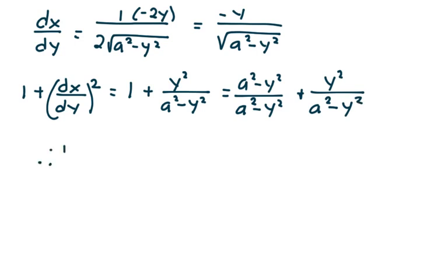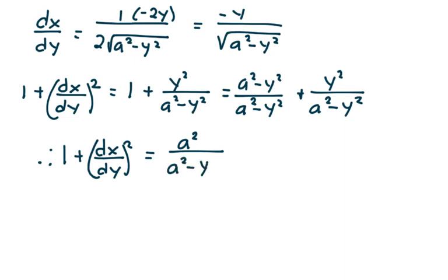And so, therefore, 1 plus (dx/dy) squared is, notice how the y squareds cancel, and so we get a squared divided by a squared minus y squared. Just like this. Therefore, we did all the hard work. So S is the integral.